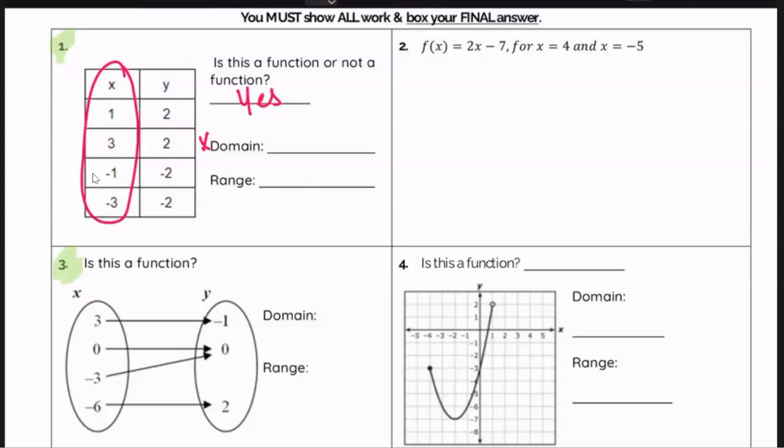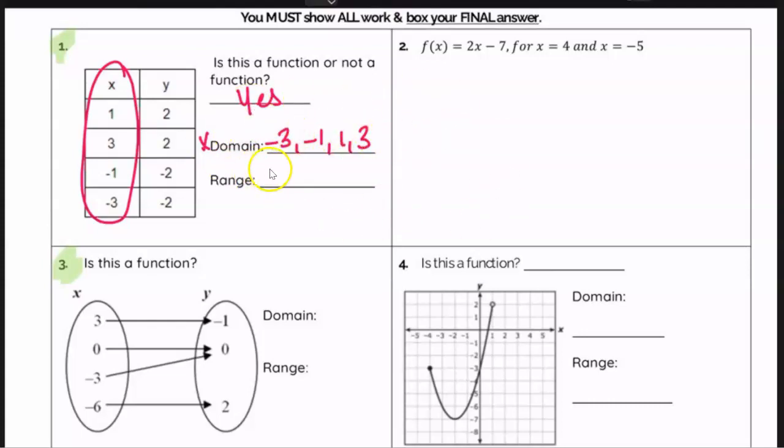There are 2 general rules for discrete functions, which are: do not write repeating values, and write it from least to greatest. So if I wrote 1, 3, negative 1, negative 3, this would be counted incorrect. I have to write my numbers from least to greatest, so I have to rearrange it. Negative 3, negative 1, 1, 3. These numbers are now from least to greatest.